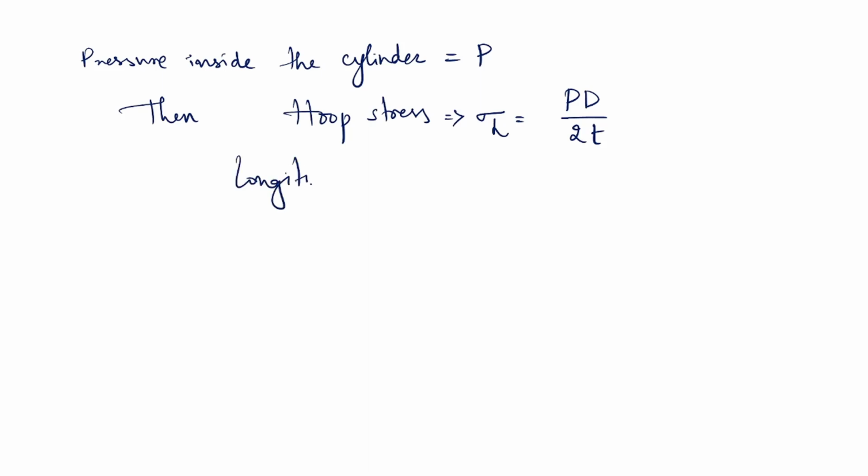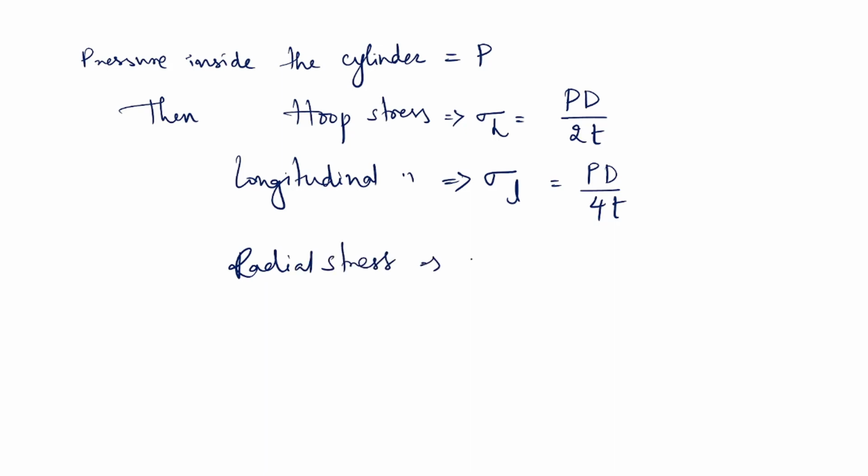Another one is longitudinal stress, that is given by sigma L. That formula is P D by 4T. Another stress is radial stress, that is denoted by sigma R, and that is 0.